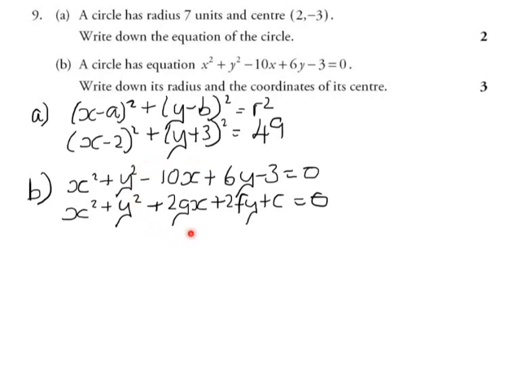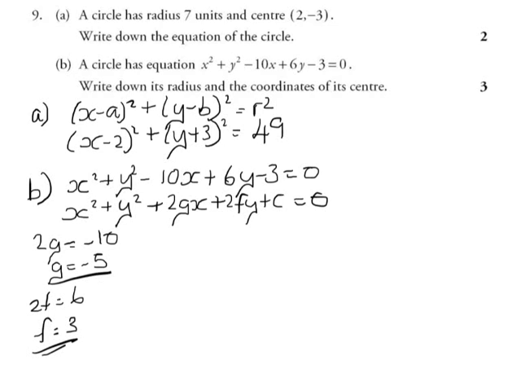I've got minus 10x in my equation, and in the general equation I've got plus 2gx. So 2g is minus 10, g is minus 5. I've got 6y in my circle's equation. The general equation is 2fy. So I can say 2f equals 6, so f equals 3. Then I compare the constant, and c equals minus 3.